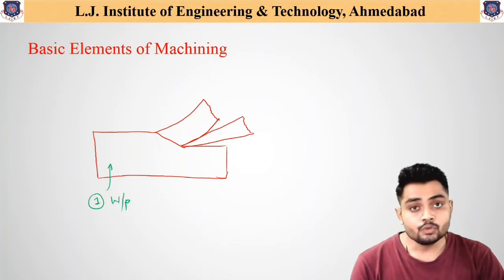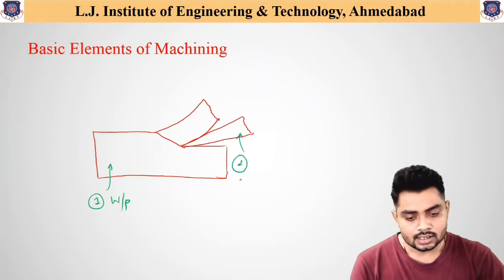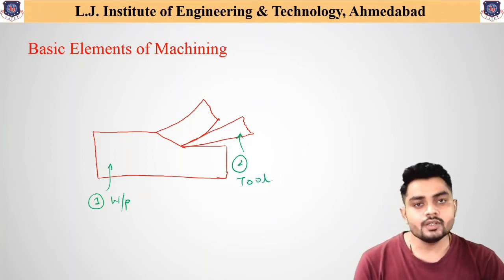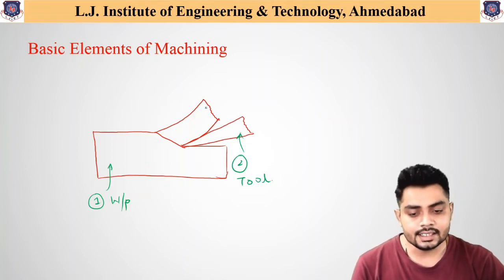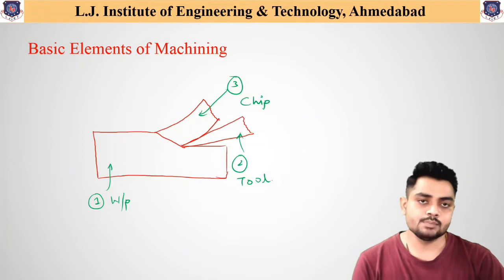Now to remove the material from the workpiece, the second important part required is the tool. And with the help of the tool we are removing material from the workpiece in the form of chips. That means the third important element for machining is the chip.